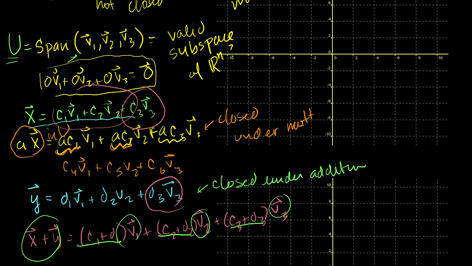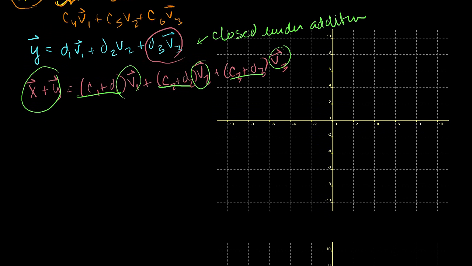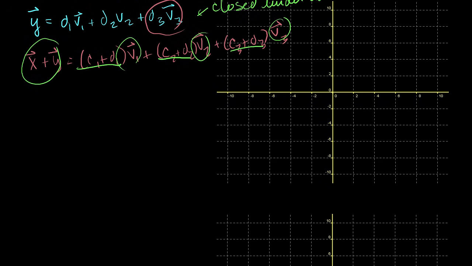but let me show you an example that, clearly, if I just took the span of one vector, let me just define U to be equal to the span of just the vector. Let me just do a really simple one. Let's say it's just the vector 1, 1. Clearly this can't be a valid subspace.